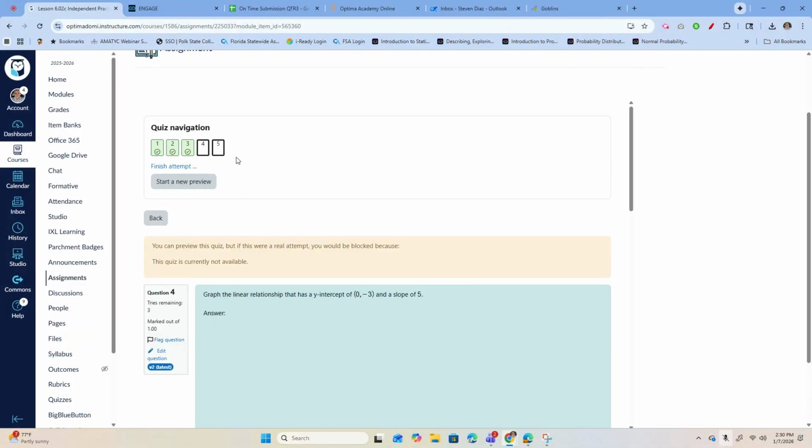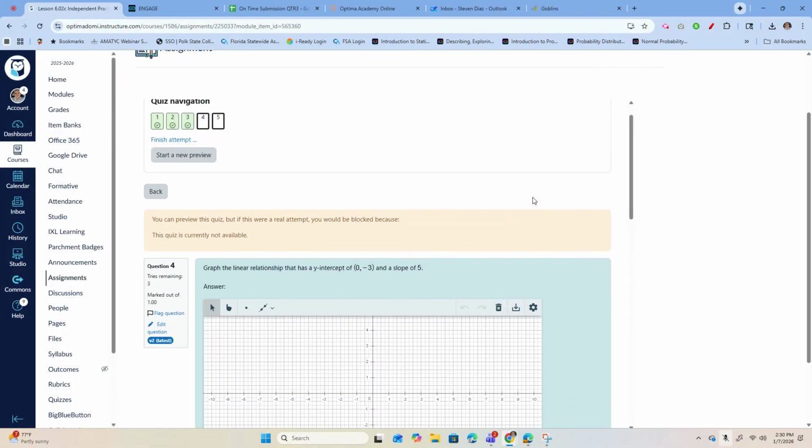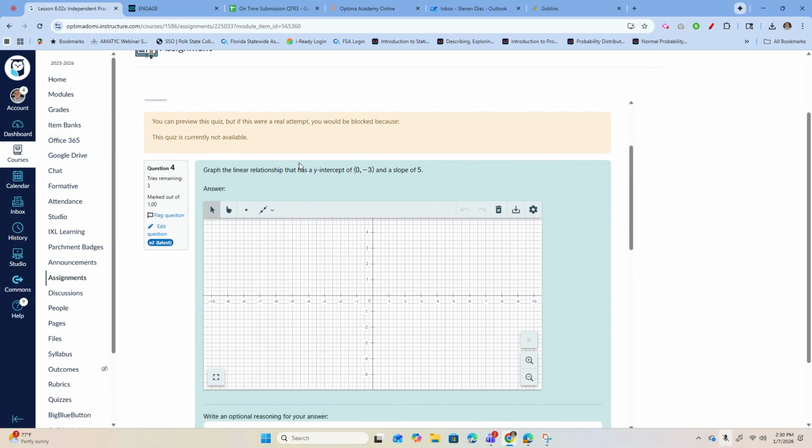So you can see this is a short homework. There's only 5 problems. Here we go again. Now this one is a little bit different. Here they gave you a point called the y-intercept, and they gave you the slope, which is 5. Here's how you do this. To draw a line, you always need 2 points. So we're going to start by graphing the point that was given to us. The y-intercept of 0, -3, so that means we are going to be down here.